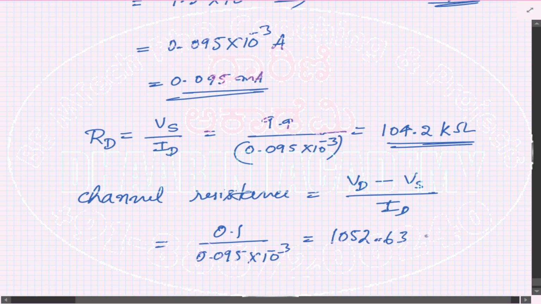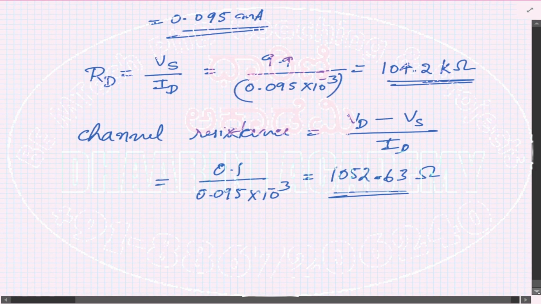63 ohms, right? 1.0 kilo ohms, 0.5 kilo ohms. Absolutely perfect. All right. So just calculate this now.